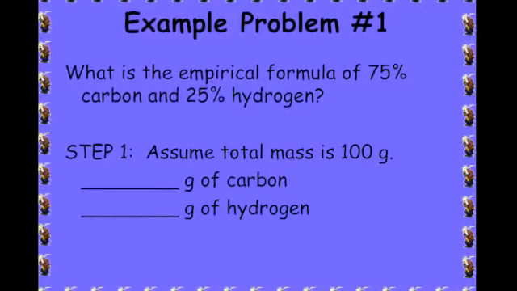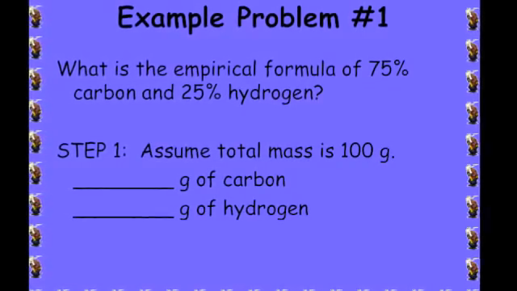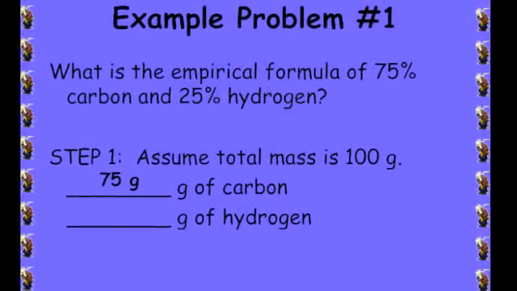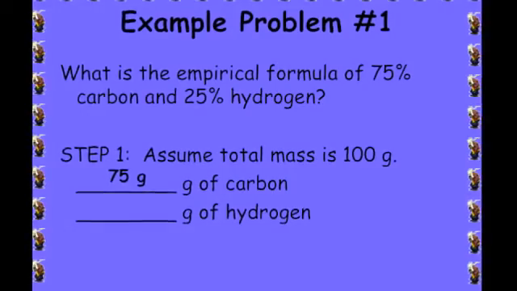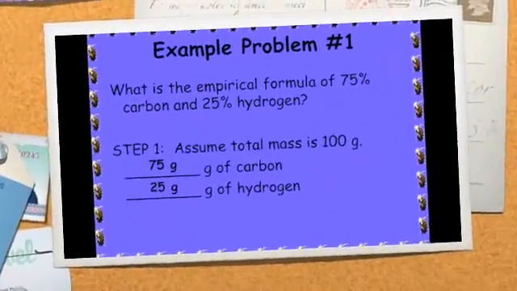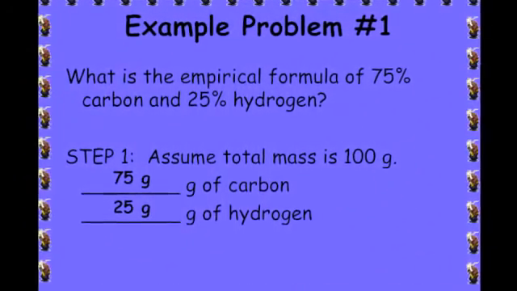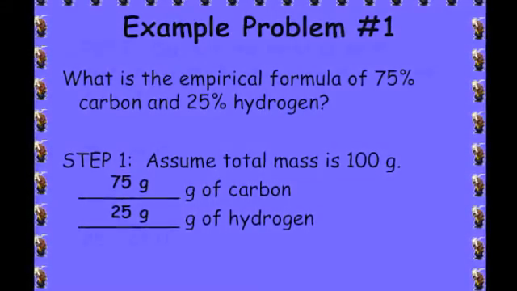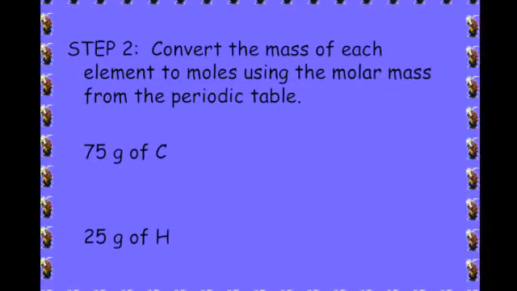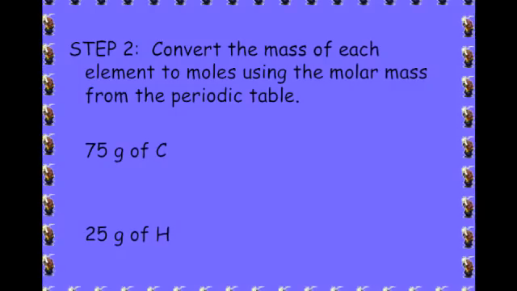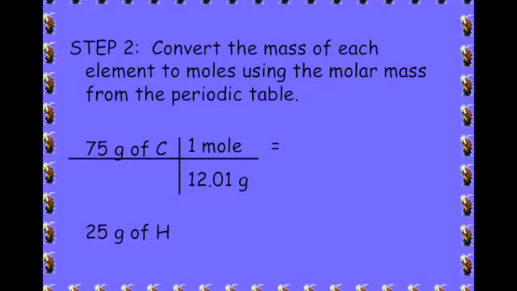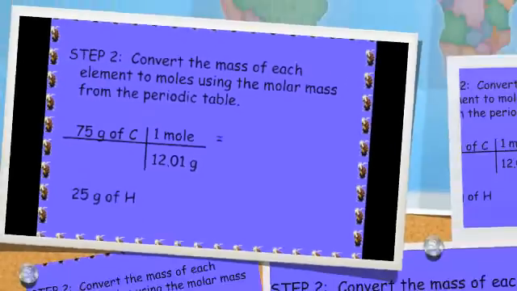You begin by assuming that you have 100 grams of total mass. That way you know that 75% would be 75 grams of carbon and 25 grams of hydrogen. Step 2, you convert the mass of each element to moles using the molar mass from the table. Therefore, carbon would be divided by 12 grams. That's off the periodic table.